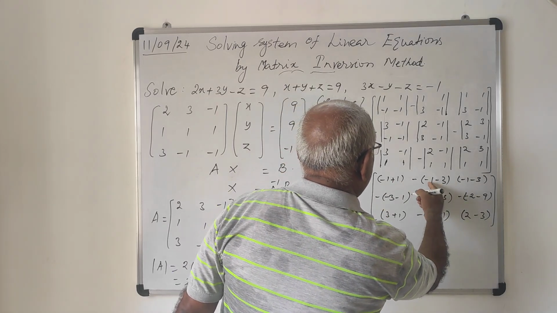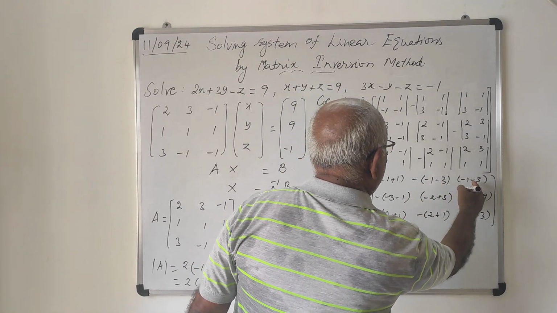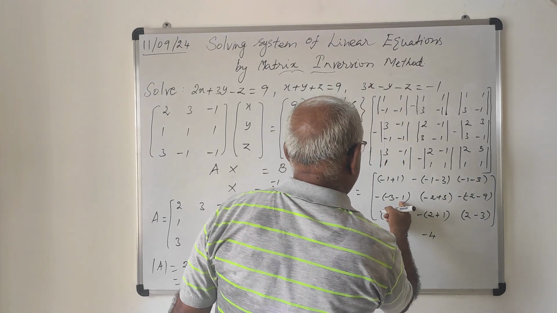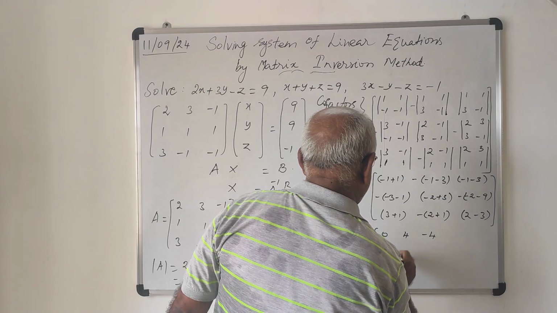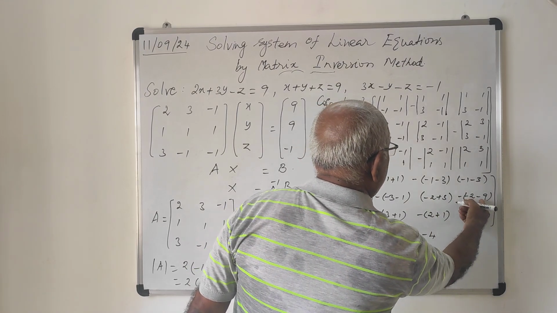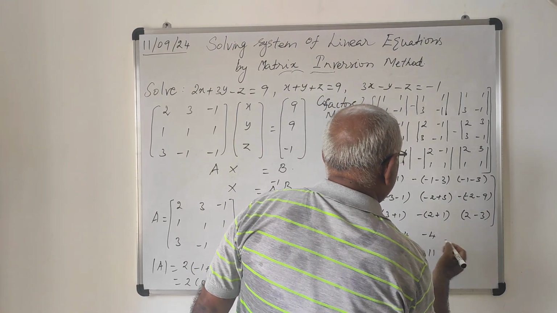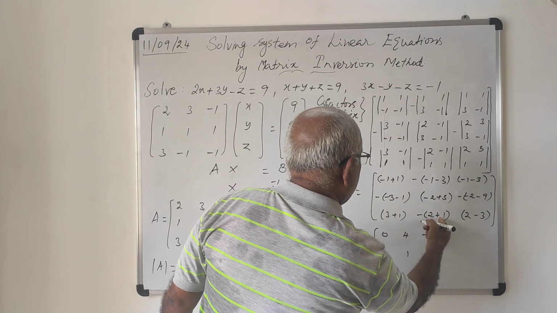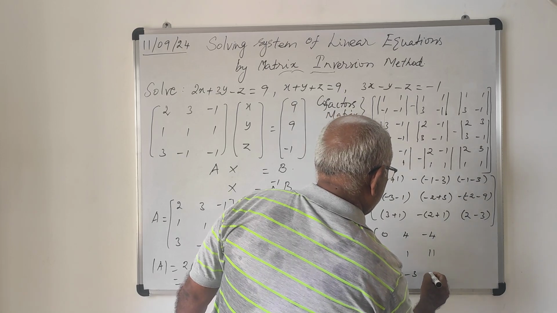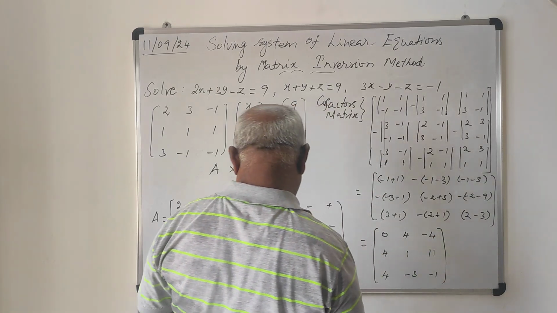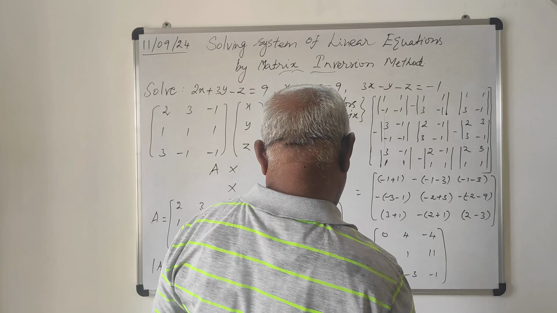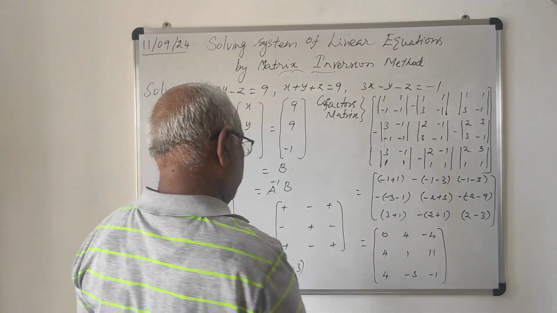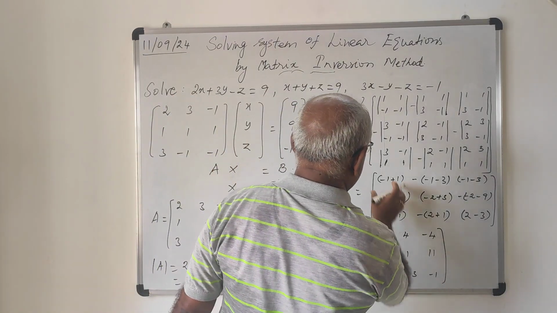0, minus of minus plus 4, minus 4, and this is minus of minus plus 4, this is 1, minus 11 into minus plus 11, minus 2 minus 9 minus 11 plus 11, 4, minus 3, minus 1. This is the cofactors matrix. 0, 4, minus 4, 4, 1, 11, 4, minus 3, minus 1. This is the cofactors matrix.